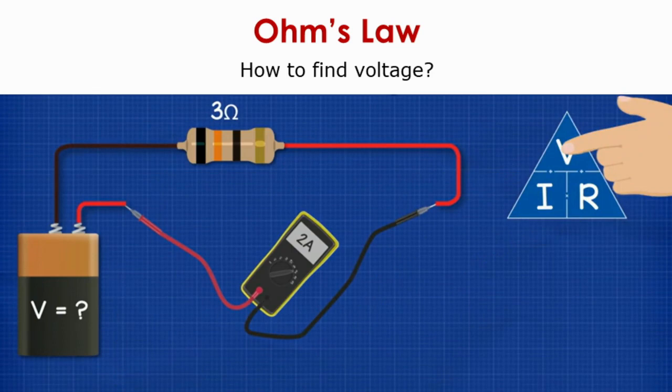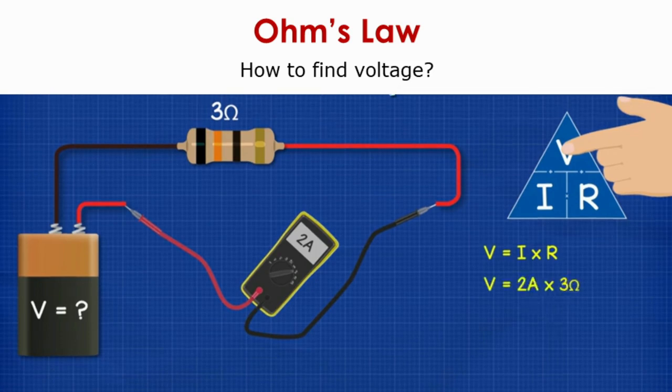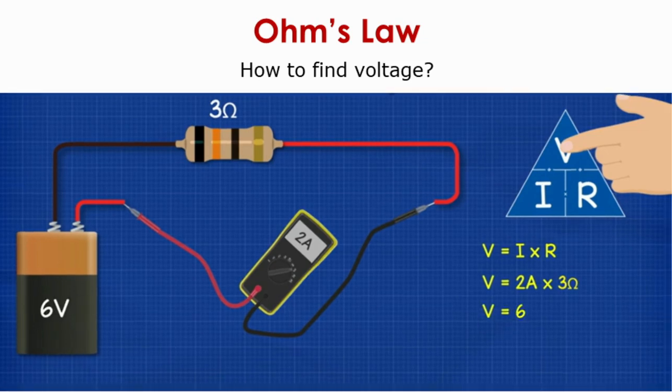We want to find out the value of voltage. So if you want to find out the value of V, what does this triangle represent? V is equal to I into R. So this is nothing but voltage is equal to I, that is 2 ampere multiplied by 3 ohm. So the total value of the voltage is 6 volt in this particular case.